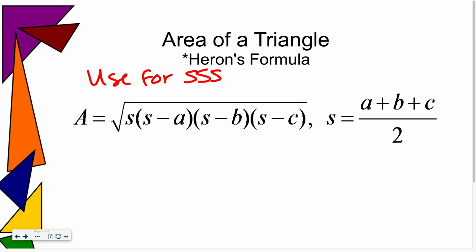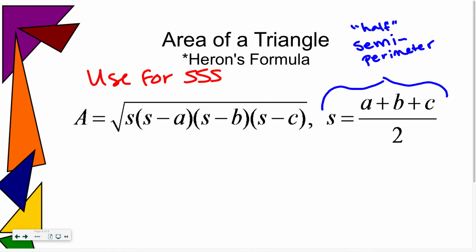So S is worked out over here. And what I want you to think about, we call it S because it's called the semi-perimeter. So how do you find a perimeter? Add up all the sides. So, of course, we know sides A, B, and C of our triangle. So we add up A, B, and C. That's the numerator. And semi means half. So it's just saying half of the perimeter.